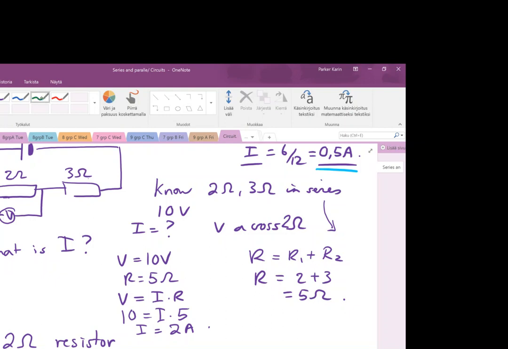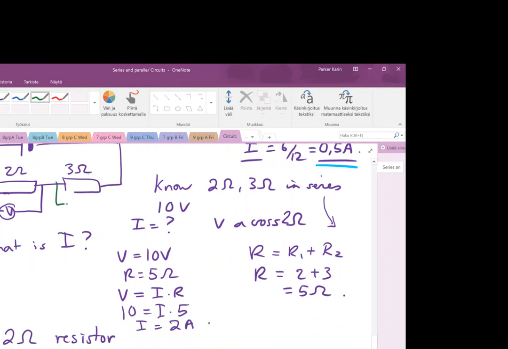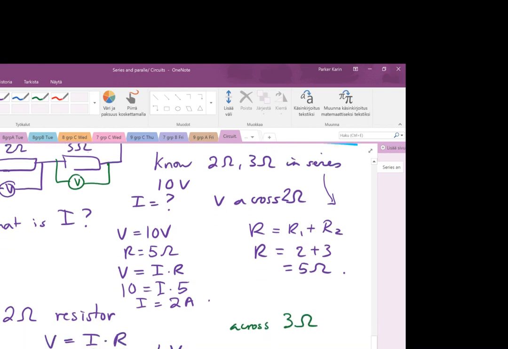Now, then you could take it one step further. Across the 3 ohm resistor, what would you have? Well, you can do it 2 ways. You can either do it the same way, that you know you've got 2 amps going through it and the resistance is 3 ohms, so you've got 6 volts.